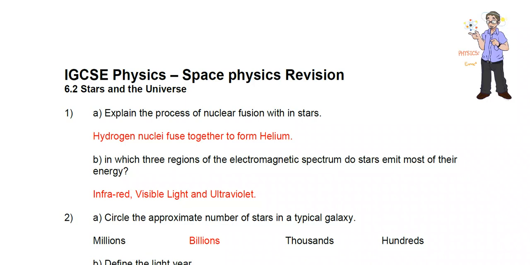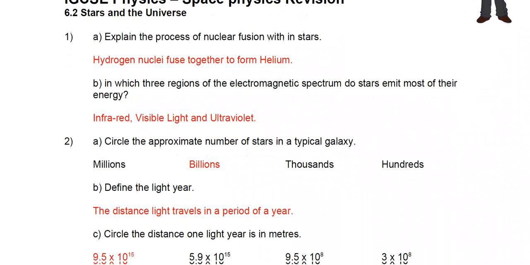6.2 Stars and the Universe Memo. 1. Explain the process of nuclear fusion within stars, where hydrogen nuclei fuse together to form helium. B. In which regions of the electromagnetic spectrum do stars emit most of their energy, while they emit in the infrared, visible light and ultraviolet sections of the spectrum?